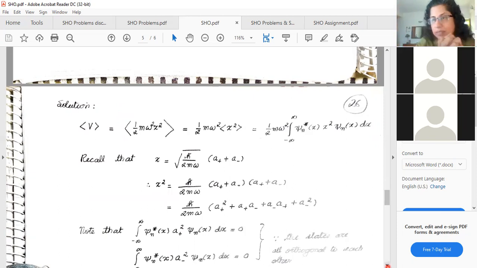You know the total energy, right? So that is (n + 1/2)ℏω, and thereby the expectation value of the potential energy is going to be half of that. Expectation value of the kinetic energy is also going to be half of that. So you can just do this exercise to convince yourself that that is indeed what you're getting.